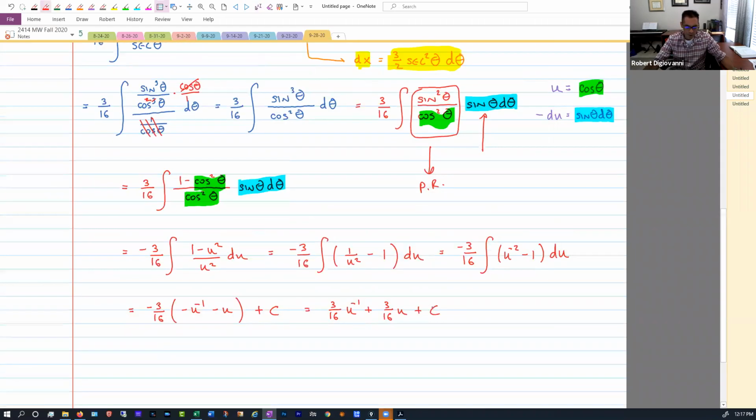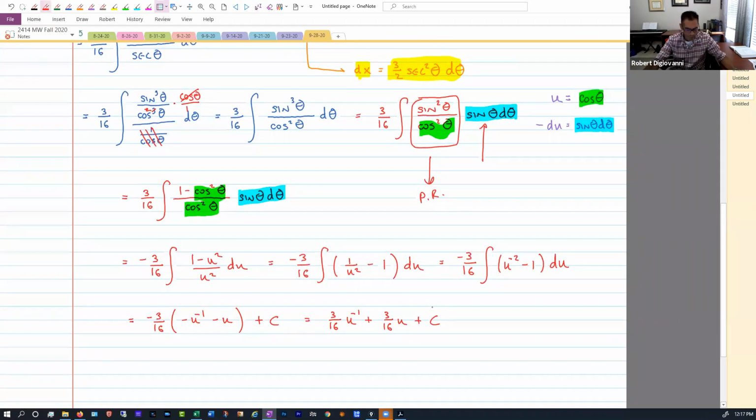All right, what was u? Cosine. U was cosine. So cosine to the negative 1 is not inverse cosine, right? It's 1 over cosine. And what is 1 over cosine? Secant. Secant theta. And then plus 3/16 u, which is cosine theta, plus c. All right.